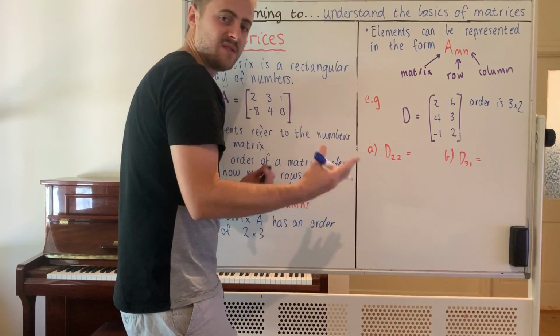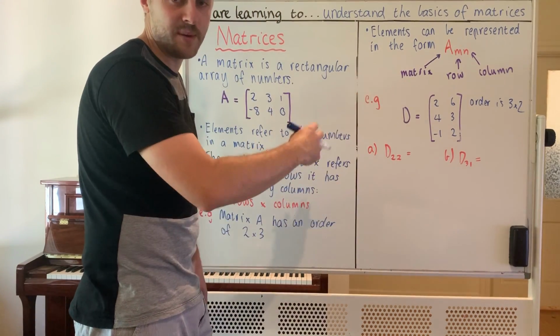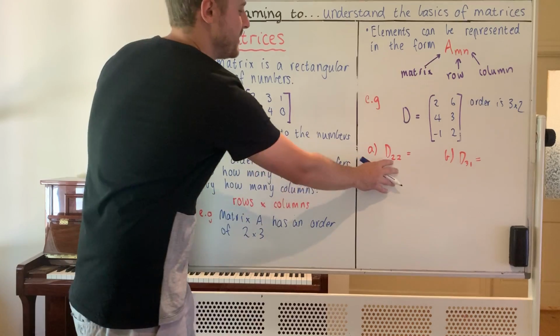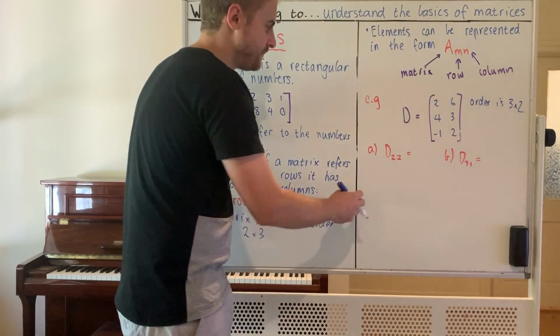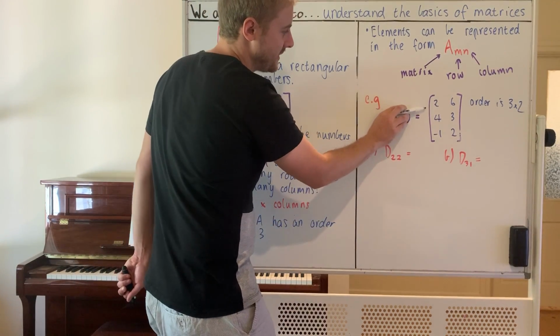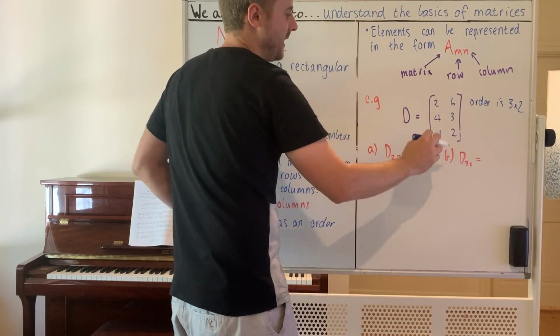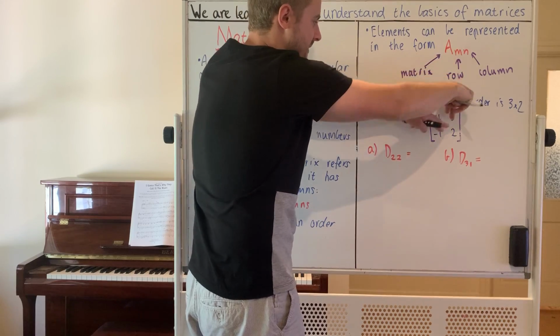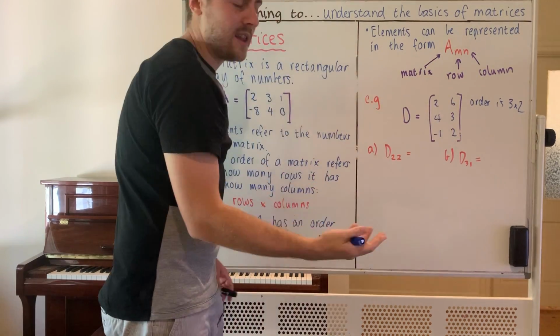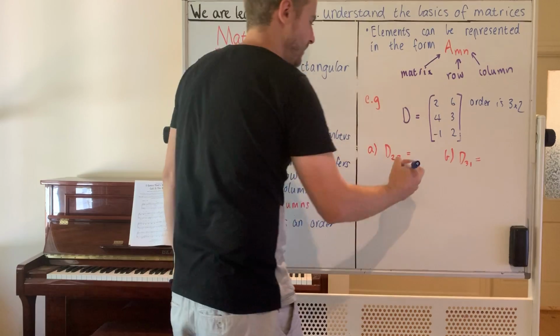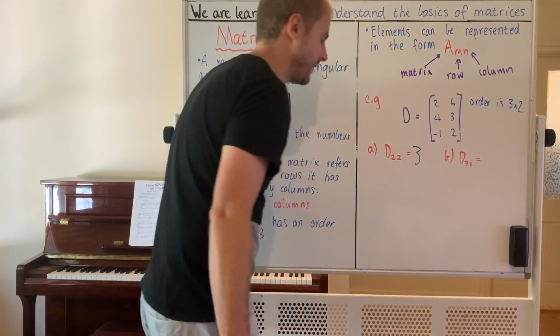The D is important because we might have 5 or 6 matrices labeled A, B, C, D, E, F, and this will tell us which matrix we actually need to look at. So second row, we go down to the second row, 4 and 3, and then the second column. Where they intersect, number 3, so the element in D22 is simply 3.